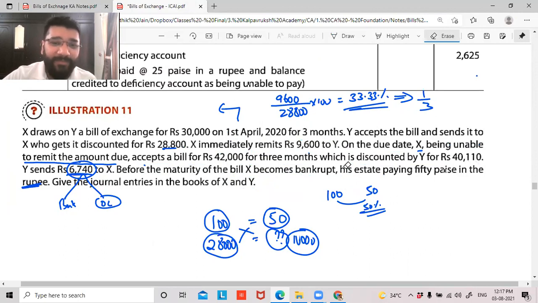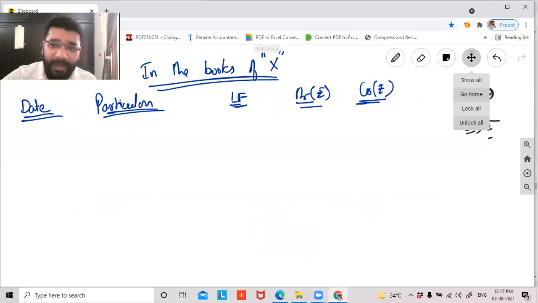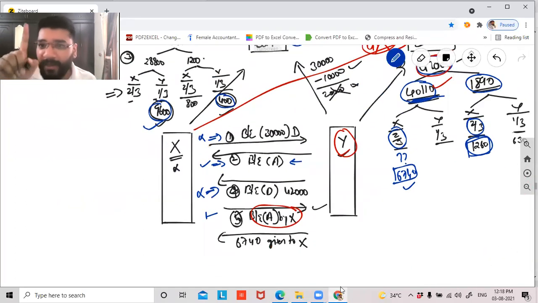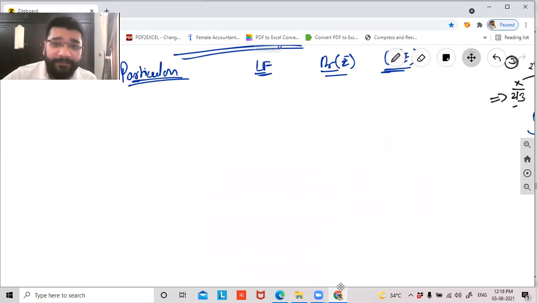Now guys, same thing we have to do in the books of X. Now coming back to the diagram, X has drawn a bill on Y. For drawing the bill, we agreed that we will not pass any entry. The entry will be passed only when the bill is accepted. When Y is accepting the bill and giving it to X, what will be the journal entry?